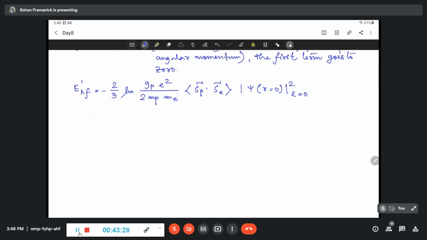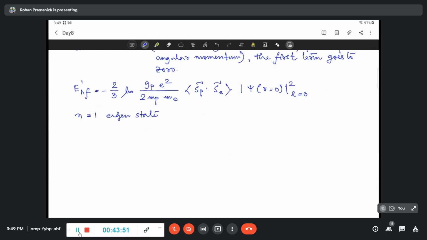Okay. So for the n equals 0 case, so now we are calculating for n equals 0 because it is important due to a reason. Oh, sorry, n equals 1. N equals 1 eigenstate. So this is the expression for the S_p dot S_e up to this point.